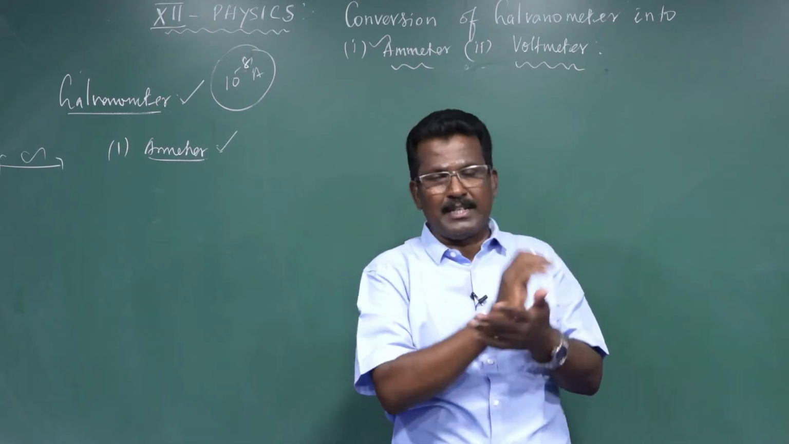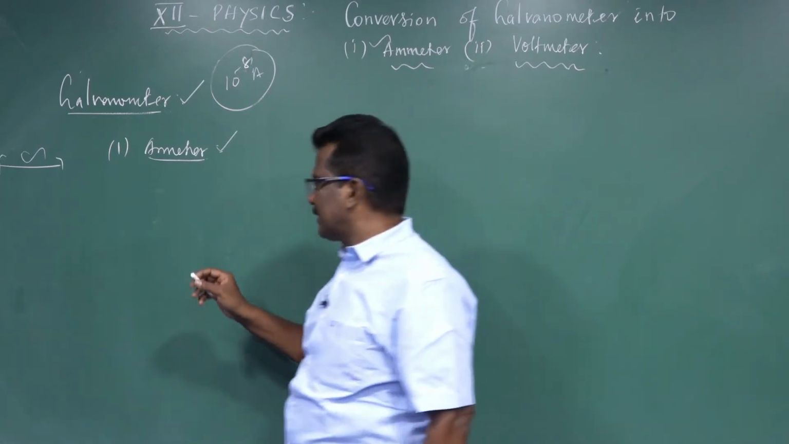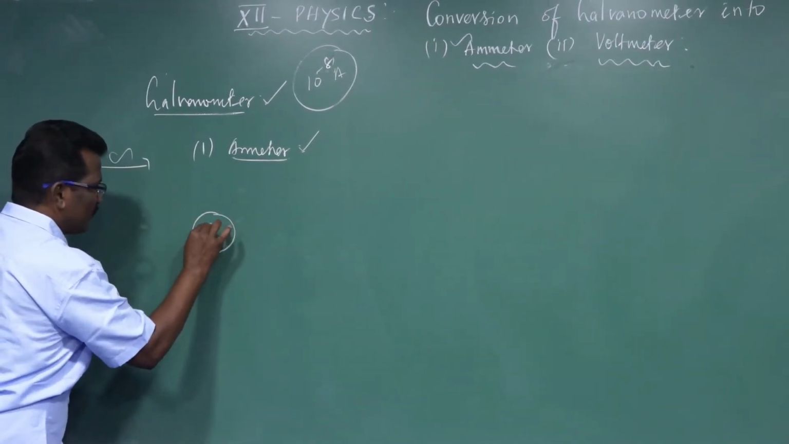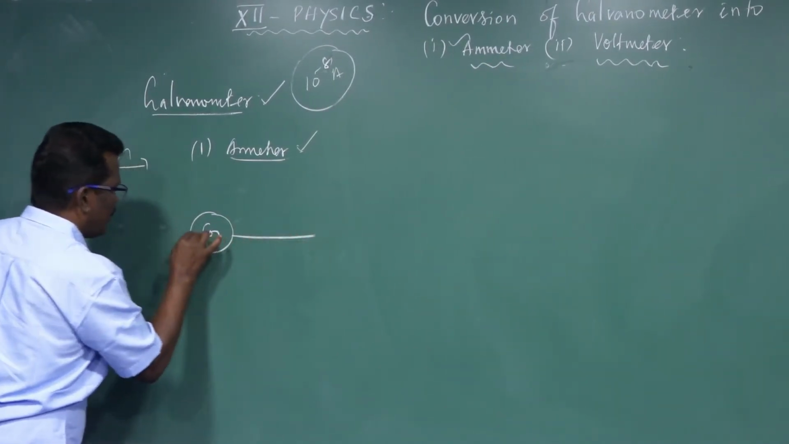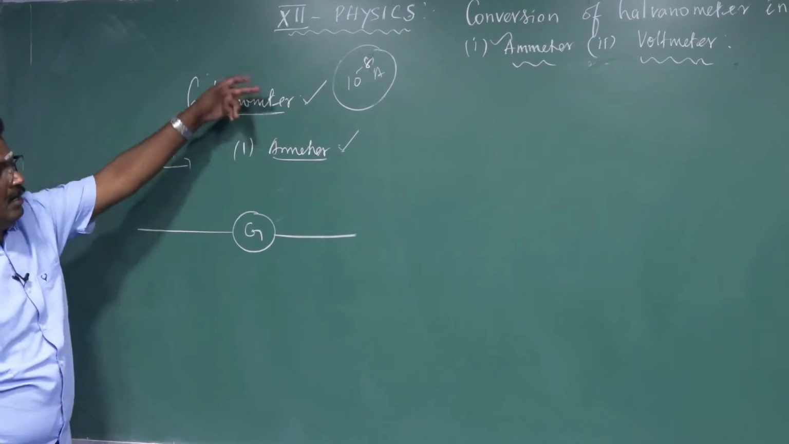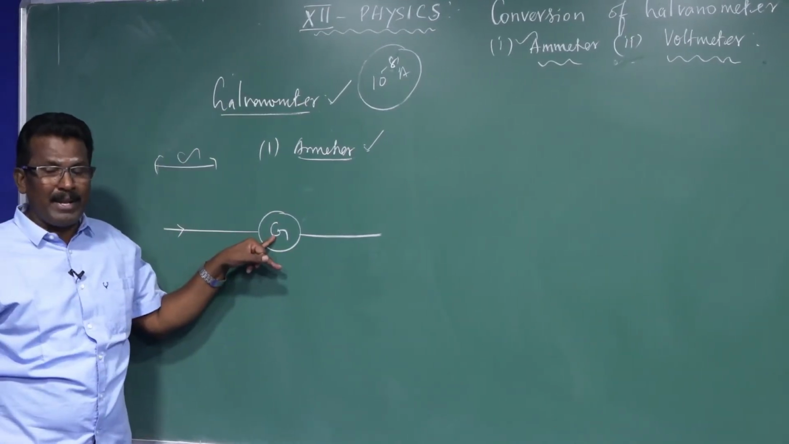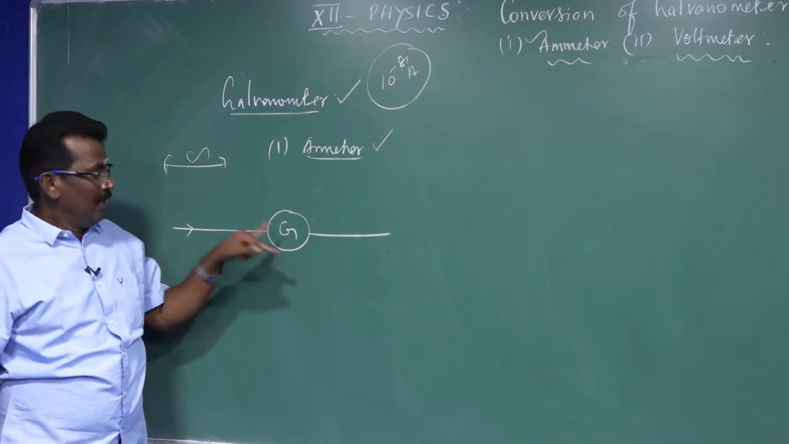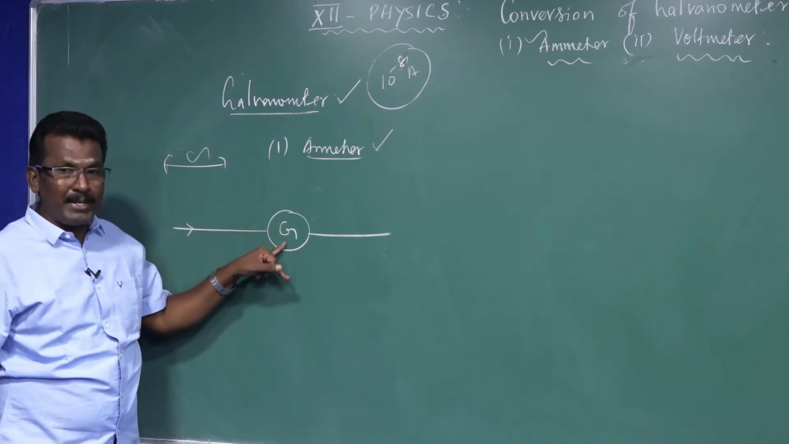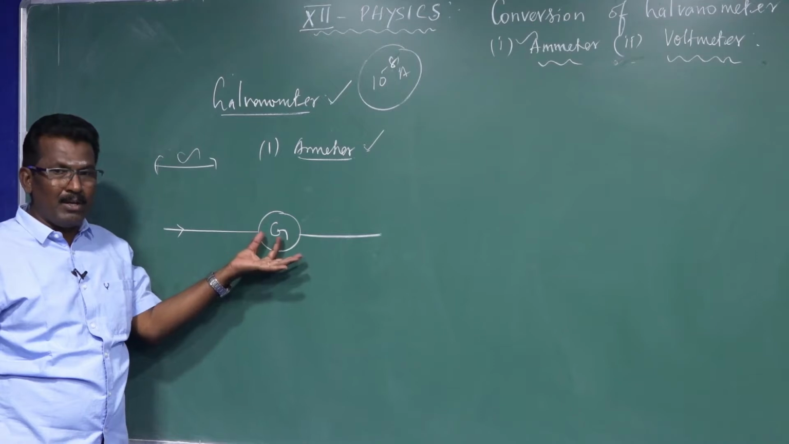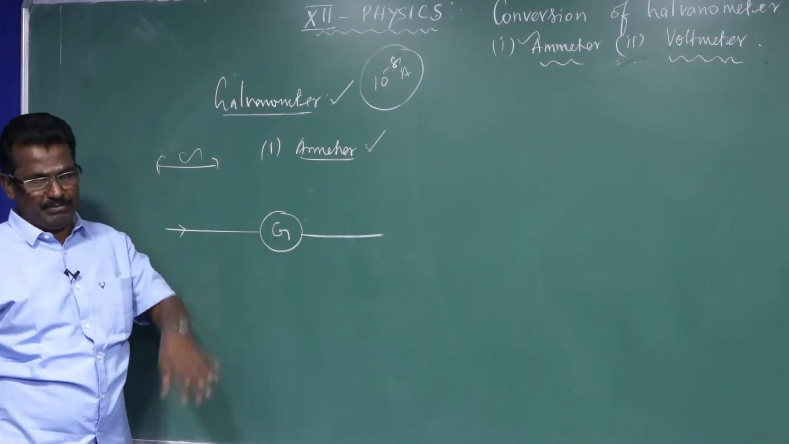Okay, let's start. How can the galvanometer be converted to an ammeter to measure the magnitude of the current flowing through any circuit? Let's consider this is the galvanometer. If a large amount of current flows through the galvanometer, it becomes damaged. To avoid the damage, only a small amount of current must flow through the galvanometer. For that we have to make some conversion.